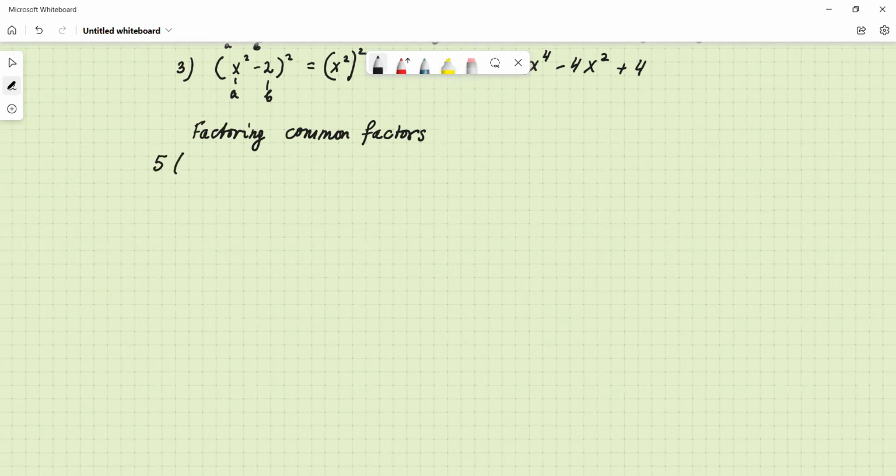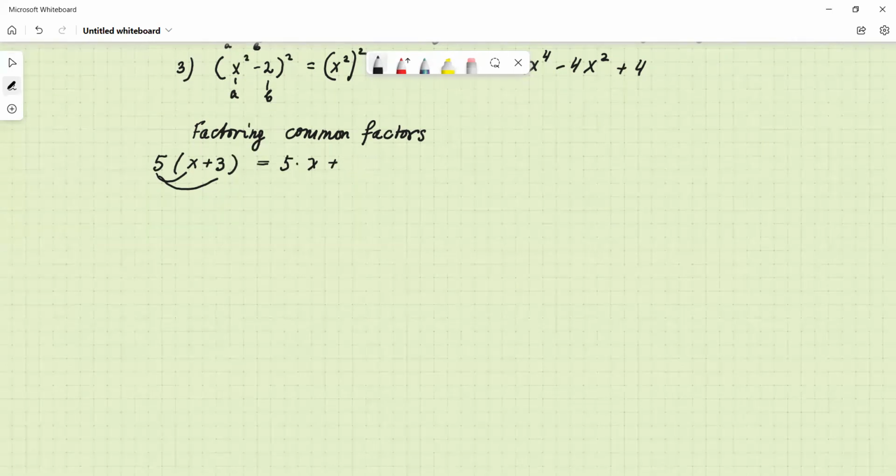Consider the example 5 multiplied by (x plus 3). If I want to open the parentheses, I'm going to multiply 5 by x and 5 by 3. So it's 5 multiplied by x plus 5 multiplied by 3. I can simplify it a little bit and write down 5x plus 15.